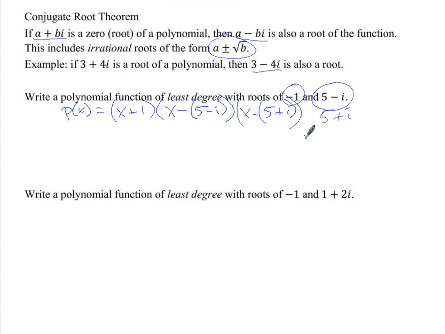That is the polynomial. But what are we going to have to do? You're going to have to multiply it all out. That's right. I would take care of this double parentheses situation first. So let's do that. p of x equals the x plus 1 times, now x minus, we distribute the negative sign in, it becomes x minus 5 plus i times x minus 5 minus i. I'm just distributing the negative sign into those.